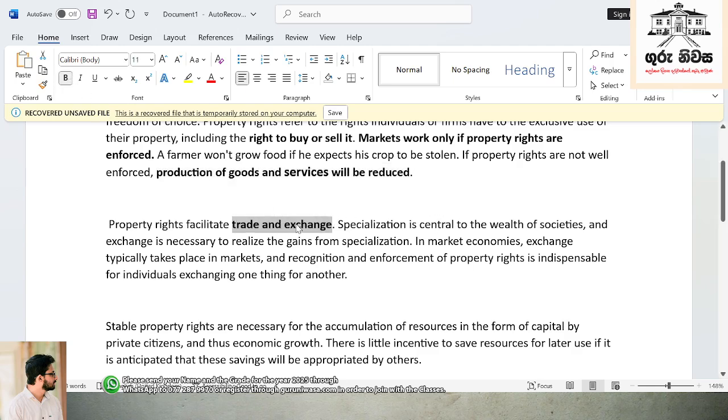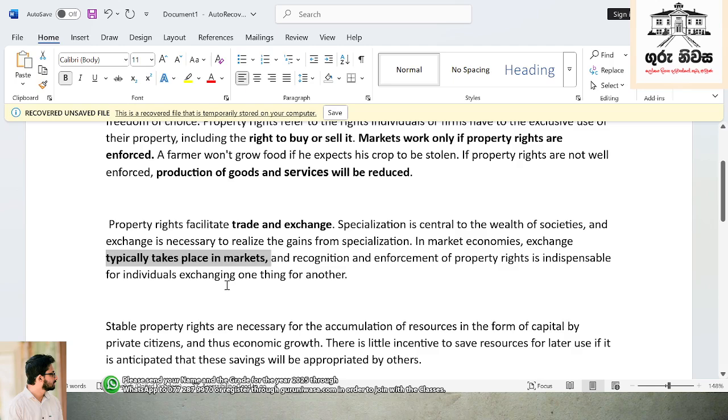Specialization is central to the wealth of societies, and exchange is necessary to realize that gain from specialization in market economies. Exchange typically takes place in markets. Yes, the exchange process takes place in the market. Why do you go to the market? To exchange something. Buying goods and services means exchanging.